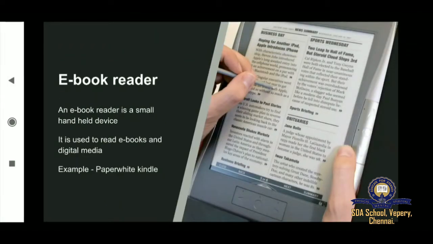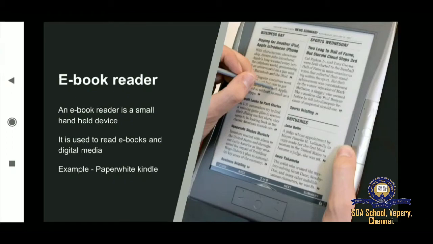E-book reader. So this is the e-book reader's picture. I've already shown you the e-book reader's picture in the previous class. This is another picture where you can see a person using it. That is why I have put up this picture for you to see how they use it. You can read books, news, everything through an e-book reader.